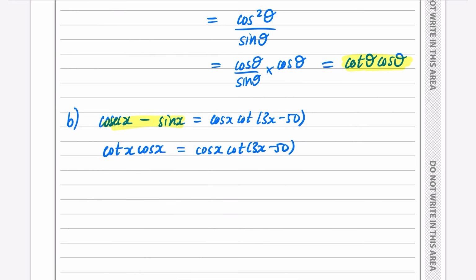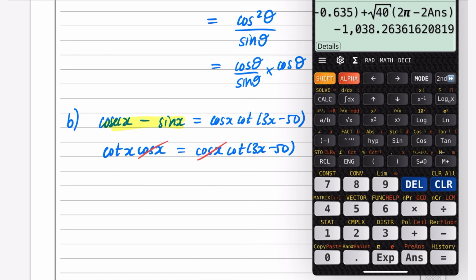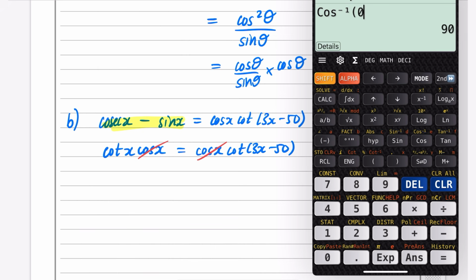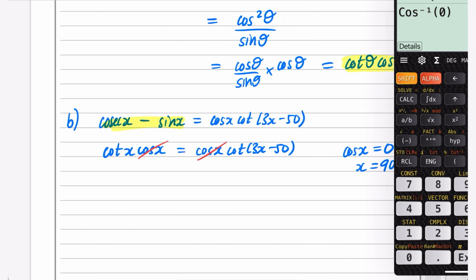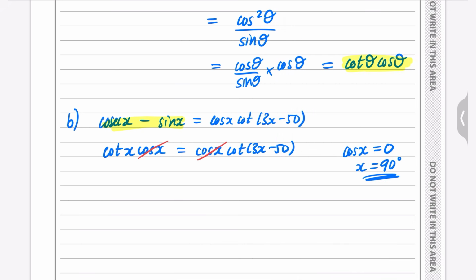So the first thing that I can do is divide both sides by cos x. But when you do that, that means that cos x could be equal to 0. So when you solve that equation, we get the solution that x is equal to 90. I'm just going to switch back to degrees mode. You should know this one by heart though. If you do the inverse cos of 0, you get 90 degrees. And between 0 and 180, there's not going to be any other solutions.